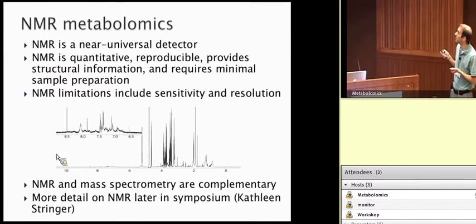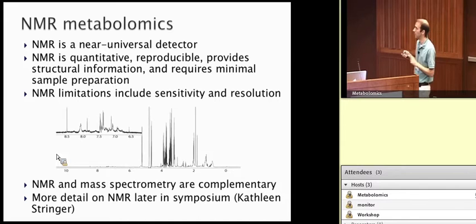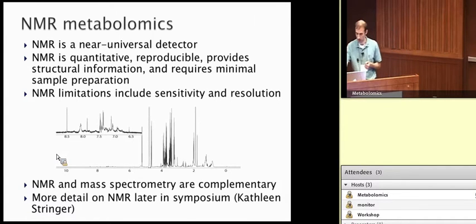Its main limitation is sensitivity and, to some extent, resolution. You put everything in one spectrum. There are ways to spread it out, but not to the same extent that you can do with an LC or a GC front end. There have been efforts to couple NMR with chromatography, but it's not as easily coupled as mass spec. So the thing to take home, and Kathleen will tell you more about that, is that NMR and mass spec are complementary. They're both useful for metabolomics, and there will be more detail tomorrow.